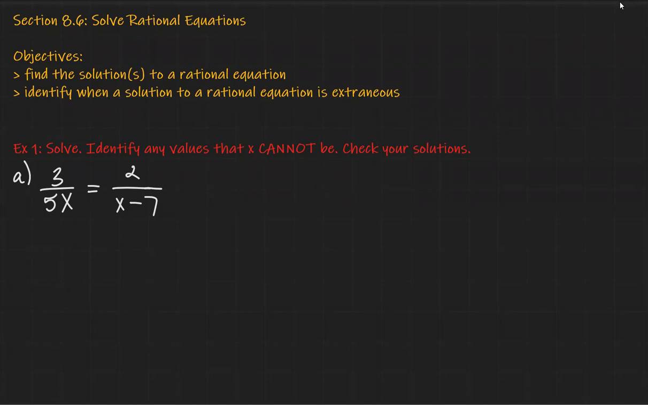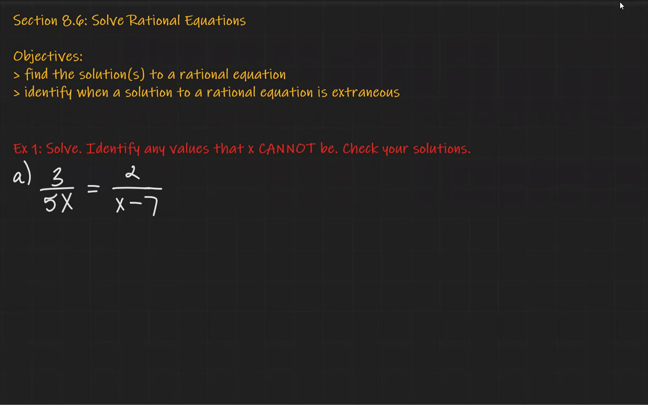Let's go ahead and keep on working in chapter 8 with 8.6, solve rational equations. The rest of this week we're going to spend looking at rational functions. So this will be the last kind of preparation for looking at rational functions. We're going to finish things off with 8.3. We're going to go back a little bit and spend a few days there.